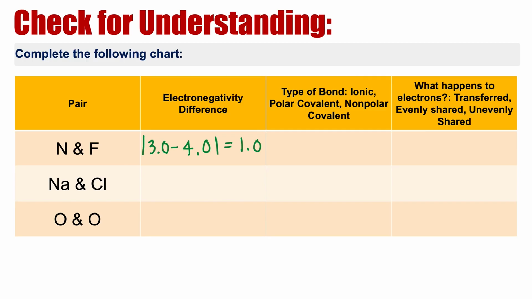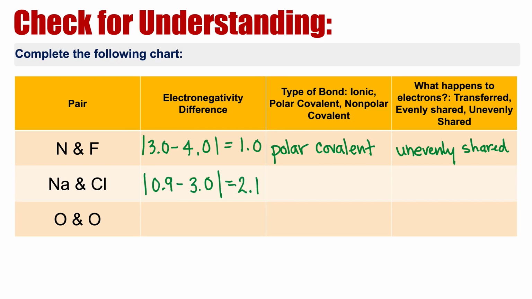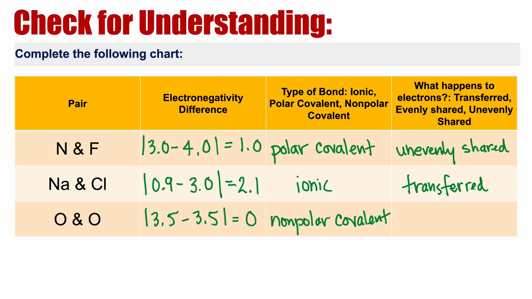First one would be 1.0. It's going to be polar covalent. That's the uneven sharing of electrons. Next one would be 2.1. That's ionic. Electrons would be completely transferred. And that last one, the difference would be 0. That's going to be a nonpolar covalent bond, and the electrons are being shared evenly back and forth.